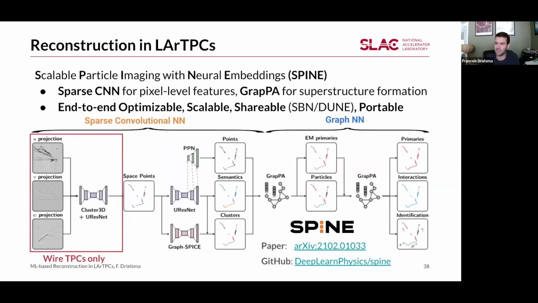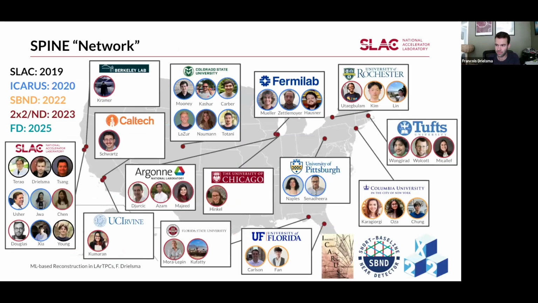And so if you put all of these pieces together at the end, then you get what's called SPINE, so scalable particle imaging with neural embeddings, which is a reconstruction package, which is, as you can see, entirely machine learning based and takes the input image that you get from the detector and at the end outputs something that's a really high level representation of what happened in your detector in terms of what neutrino interaction happened, their species, and their energy.